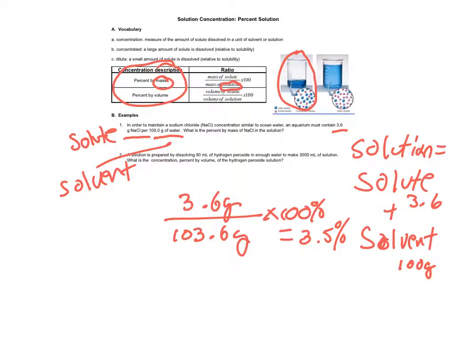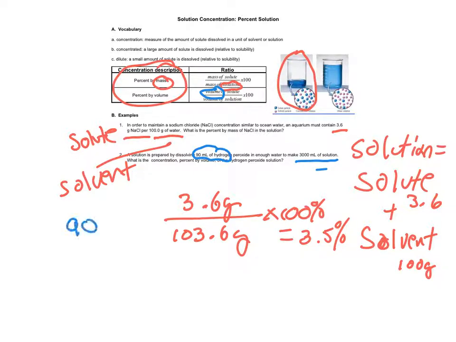The next problem, number 2, is a solution concentration by volume. The equation is the same, except instead of mass, I have a volume unit, maybe something like milliliters or liters, anything that represents a volume. But again, it is volume of solute over volume of the entire solution times 100. So I have a solution that I've made by dissolving 90 milliliters of hydrogen peroxide, that is my solute, in enough water to make 300 milliliters of solution. Notice that it's giving me a total volume of solution already.